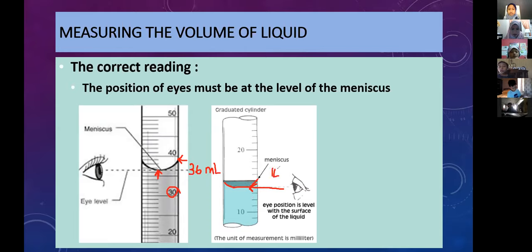And make sure your eye position is level with the surface of the liquid. Mata awak kena same level with the liquid. Tak boleh tengok atas sangat, tak boleh tengok bawah sangat. Okay.